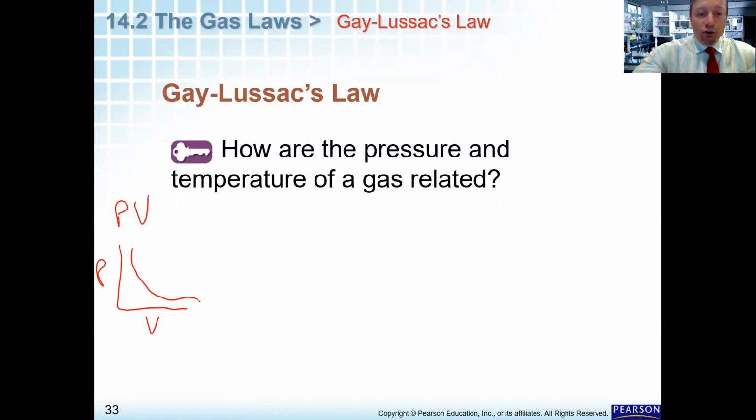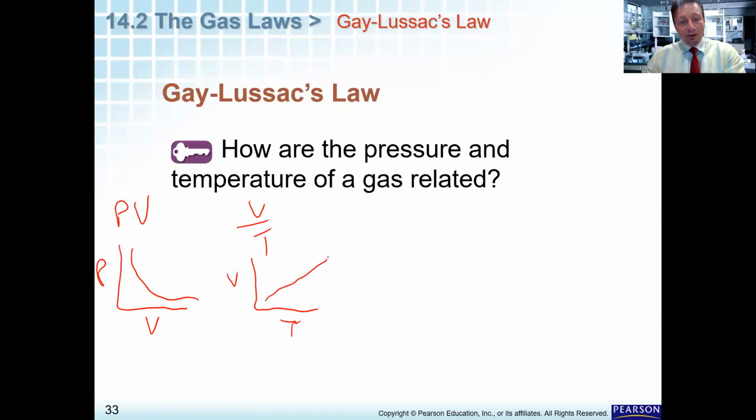And we looked at Charles's law, and that was volume to temperature. And we looked at the graph of volume to temperature, and we have volume, temperature, and it's a straight line. We realize the temperature must be in kelvins. It's a straight line because it's a direct relationship. So as the temperature goes up, the volume goes up. That is a direct relationship.